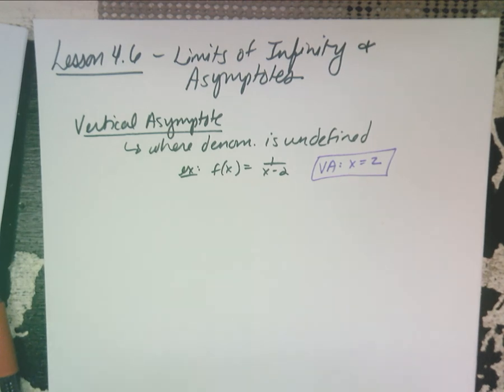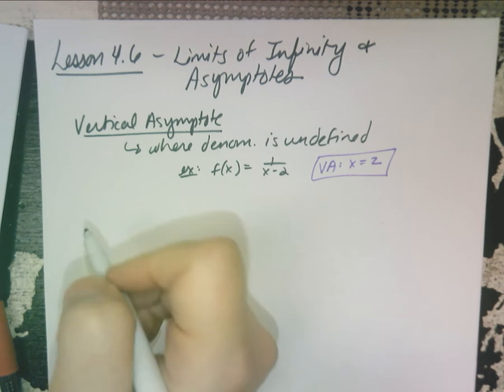Could you have more than one vertical asymptote? Yes. Could you have no vertical asymptotes? You sure can. Think of a parabola, it has no asymptotes. So you could have no asymptotes, or you could have something canceling it out and it being a hole in the graph. That's all it would be. It's not necessarily an asymptote, just a hole.